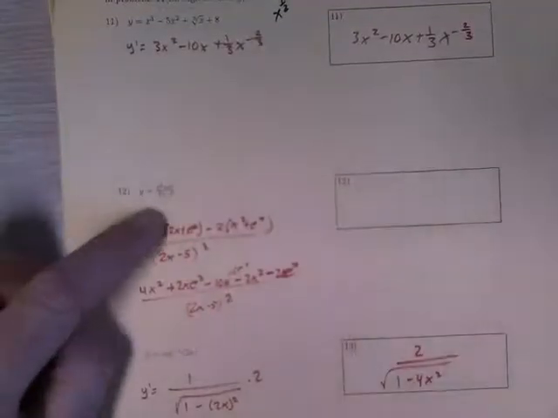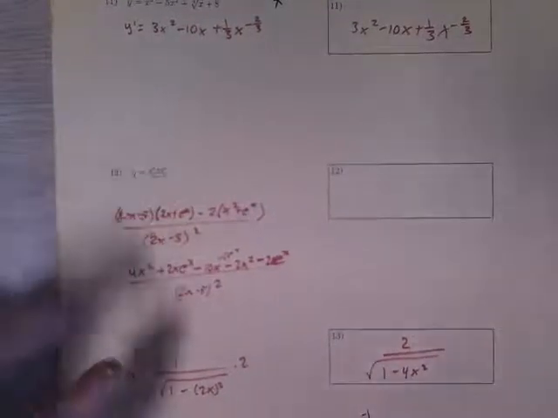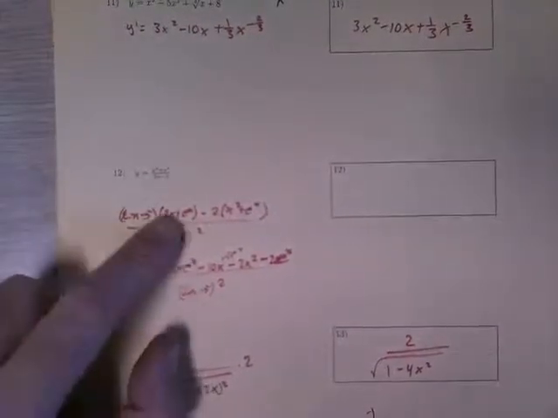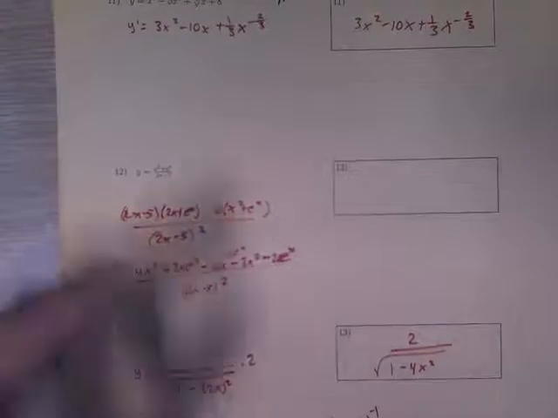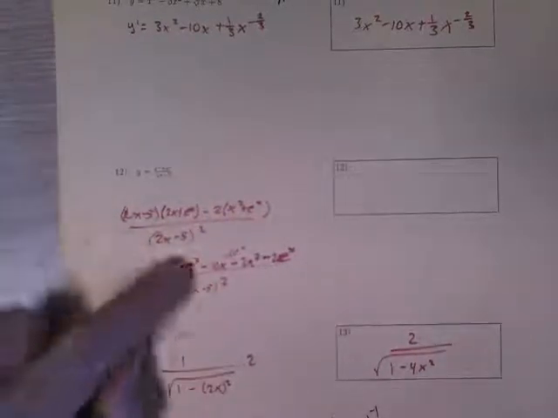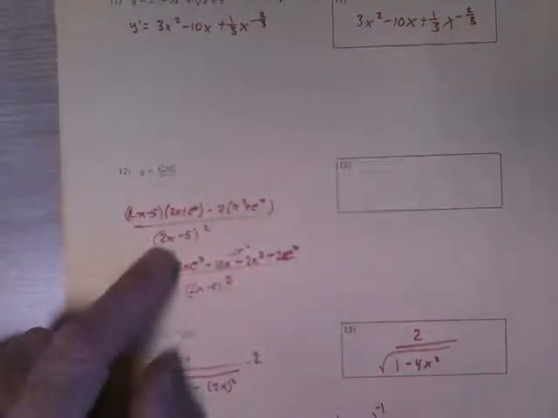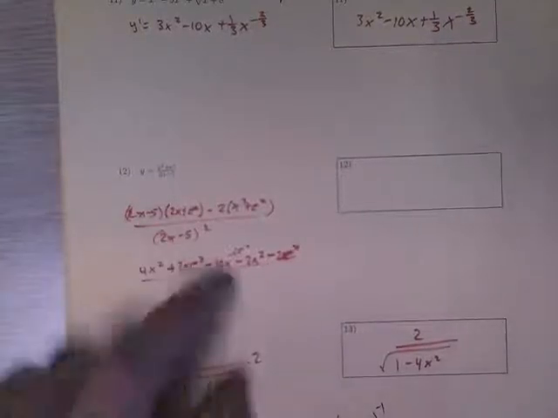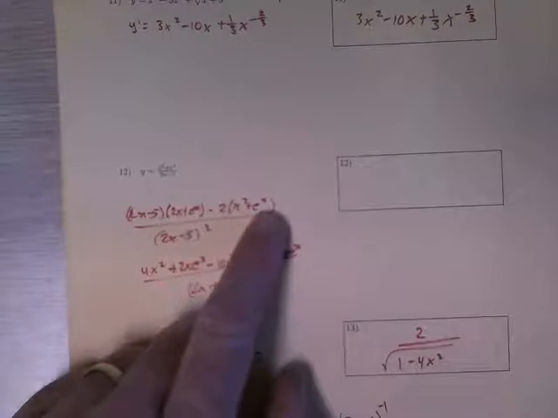12. Quotient rule. Bottom squared, bottom times derivative of the top minus top times derivative of the bottom. Any algebra you do after that is just bonus, but I wanted to see that you could get that quotient rule. And the derivative of e to the x is e to the x.